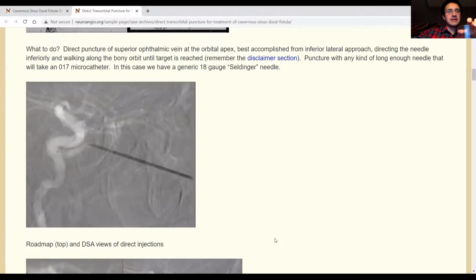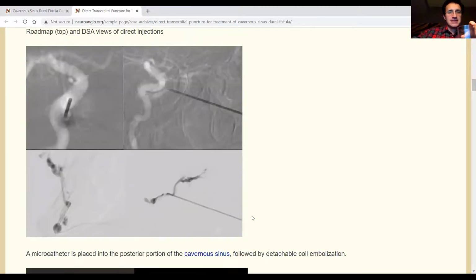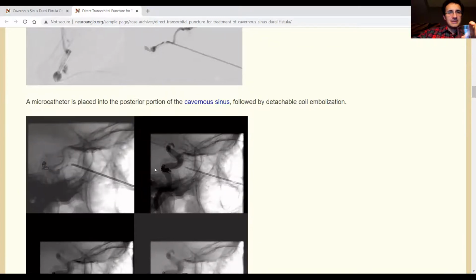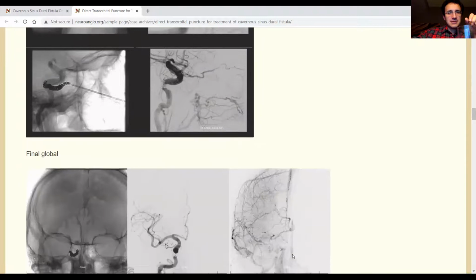So I think that's something that we also emphasize. It looks like that, right? Looks like this. And then when you do an injection, you see what you see like this. And then here it is with a bunch of coils in there, right? So take a look at that.